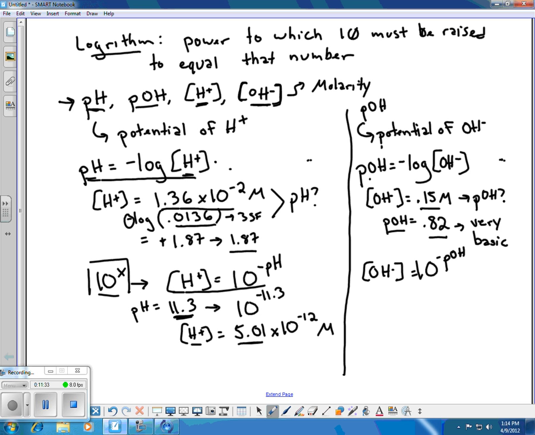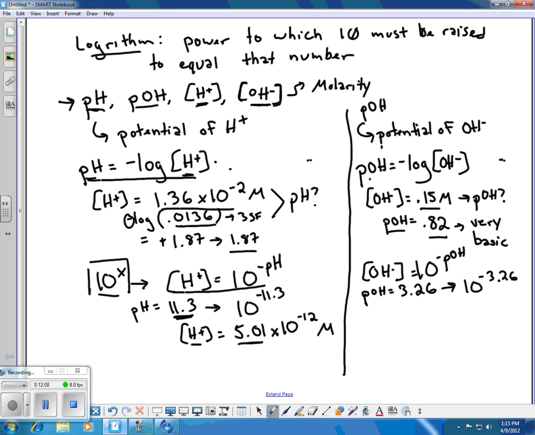So let's pretend that we have something where the pOH, let's make this a low number, 3.26 as our pOH value. And I say, okay, what is the hydroxide concentration? 10 to the negative 3.26. So we take a moment, plug it into your calculator. And again, remember, you're going to use the second function option, 10 to the negative 3.26.